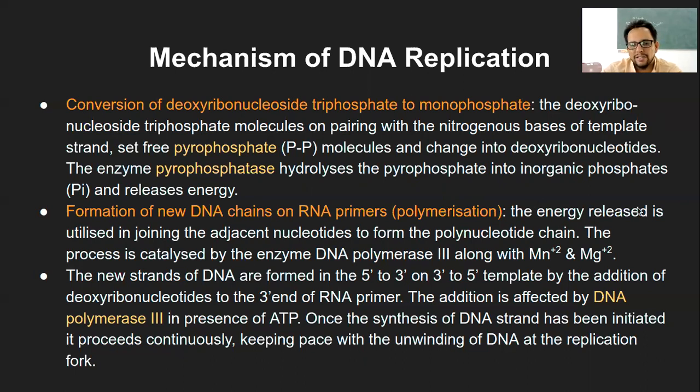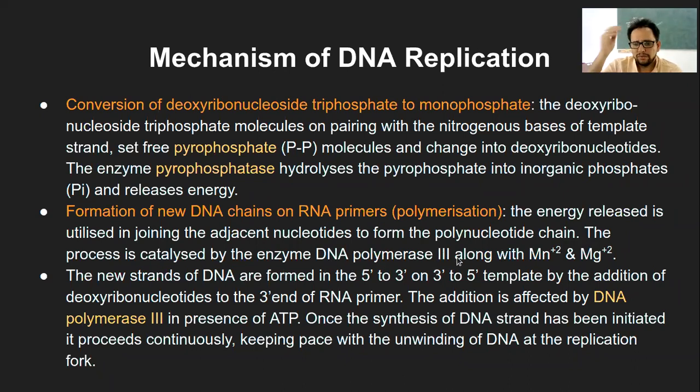So, the energy released by the breakdown of this pyrophosphate molecule is utilized in joining the adjacent nucleotides to form the polynucleotide chain. Now, so far, only the complementary bases have attached. The sugar and phosphate backbone of the newly formed strand is not attached yet, right? So that attachment of the adjacent nucleotides happens with the help of energy which is released by the pyrophosphate breakdown. And the process is catalyzed by DNA polymerase 3 again, right?